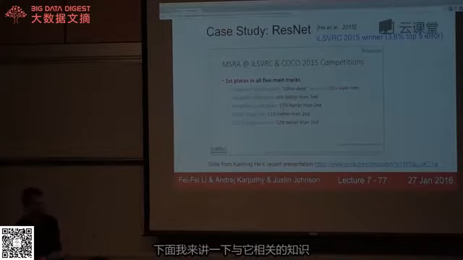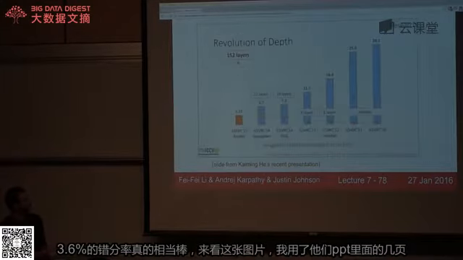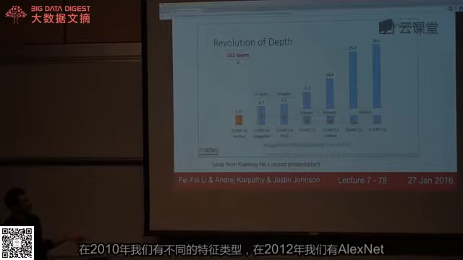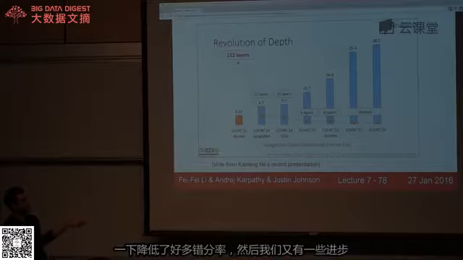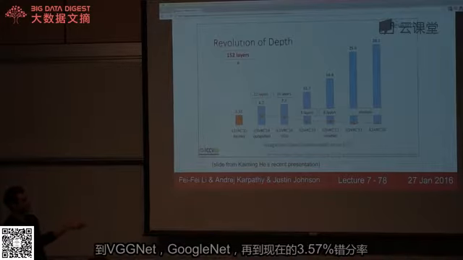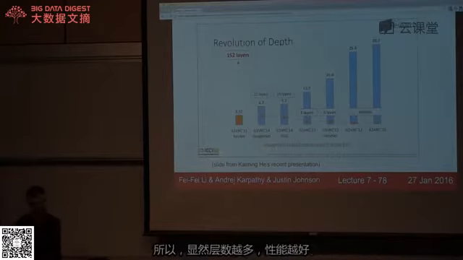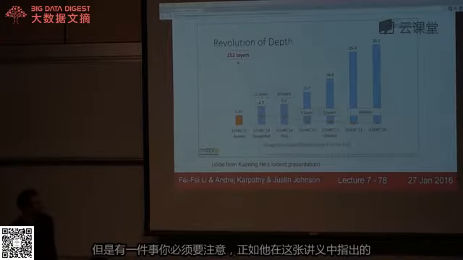But 3.6%, just wow. They had this graph. I'm taking some of his slides. You can look at the history of ILSVRC, which is short for ImageNet Large Scale Visual Recognition Challenge. So in 2010, we had all these different feature types. In 2012, we had the AlexNet, so we jumped quite a bit down. And then we saw progress with the ZFNet, then with VGGNet and with GoogleNet. And now we're up to 3.57. And you can see that the layers basically just go up and up and up. So more layers works better, apparently.